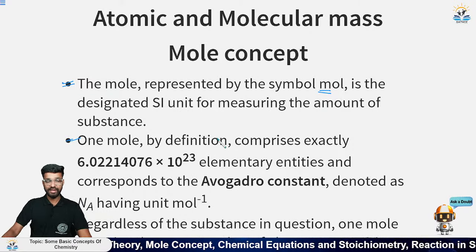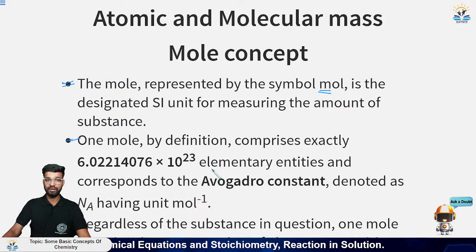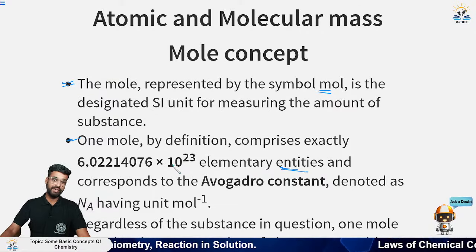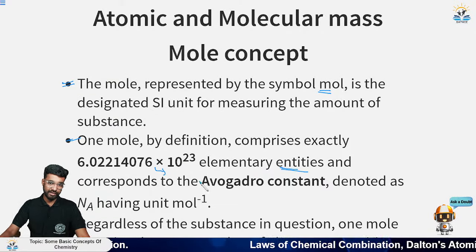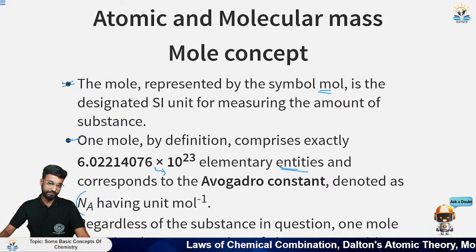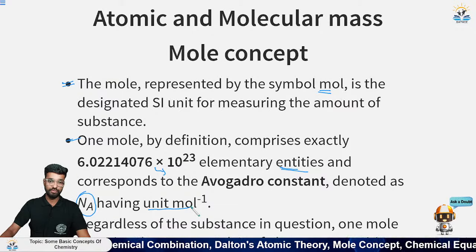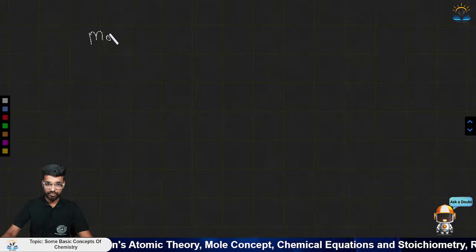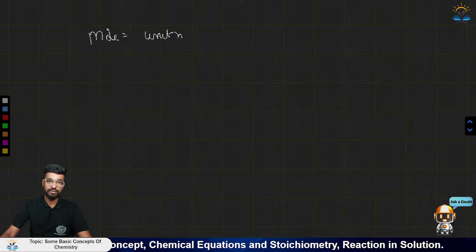1 mole we can say is 6.02214076 into 10 to the power 23 elementary entities. This much number of entities is called 1 mole. This number is called the Avogadro constant, and it is represented by NA. It has a unit of per mole. So what does this unit say here?